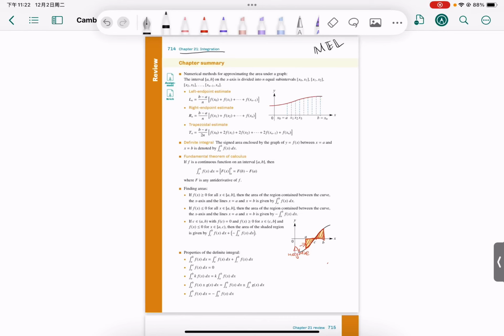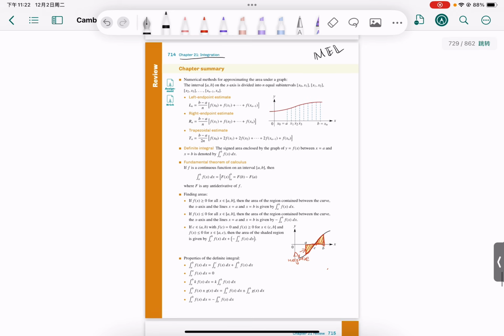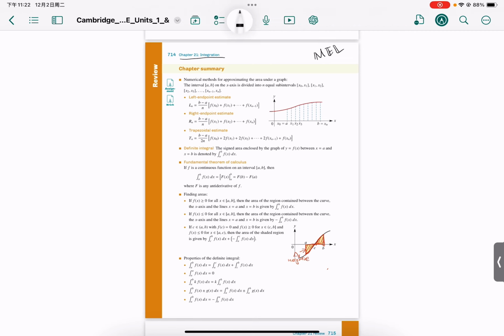Hi, this is Mel. Today I'm going to talk about a quick summary of chapter 21 about integration. This is VCE Math Methods, Units 1 and 2.